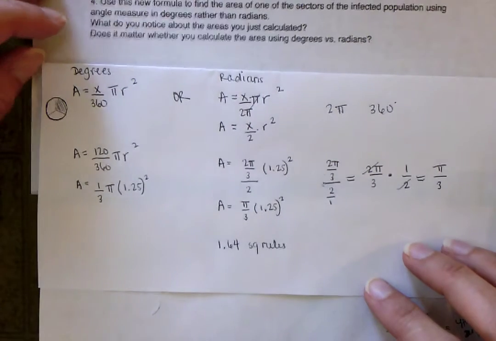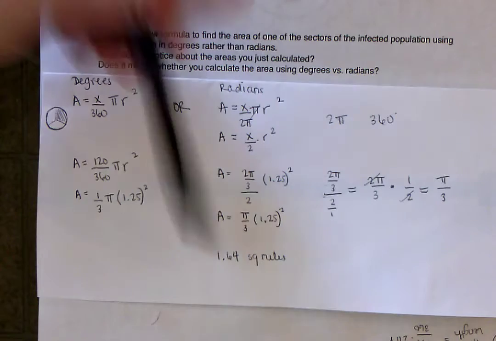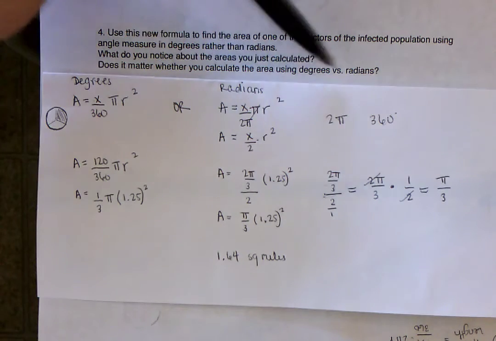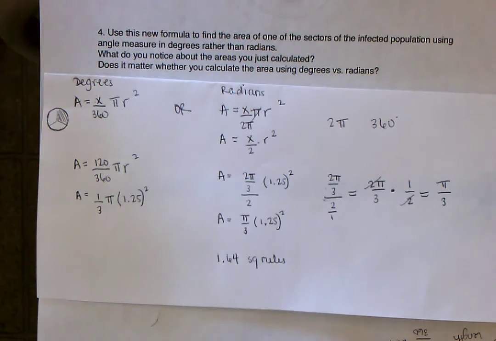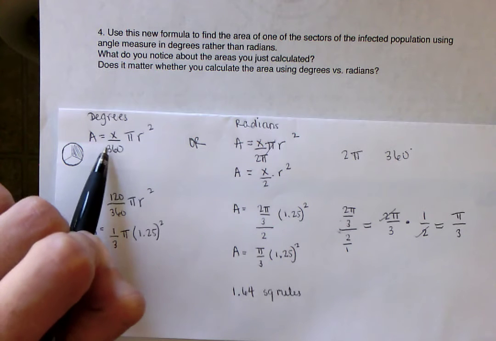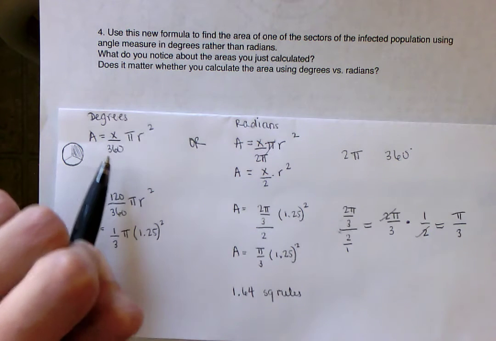So the final thing, it says use this new formula to find the area. We did that. What did you notice about the areas you calculated? They're the same. So does it matter whether you calculate the area using degrees versus radians? Nope, it doesn't. So whichever one you have it in, that's the area formula you should probably use. But just know that, again, the main idea for this is that to find the area of a sector, it's a fraction of the area of a circle.